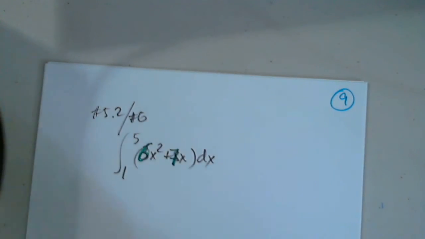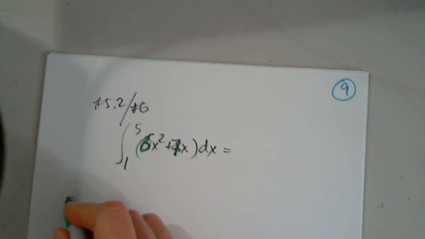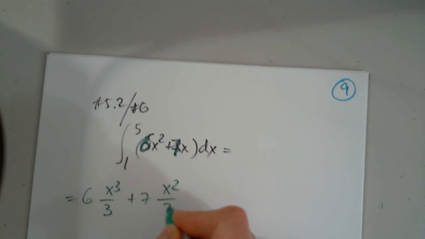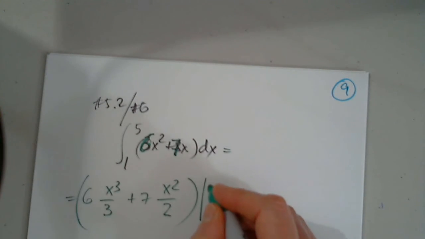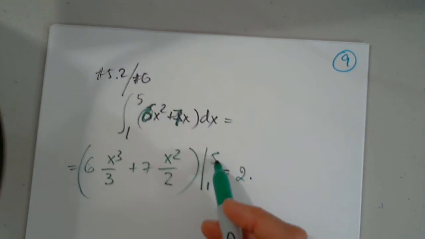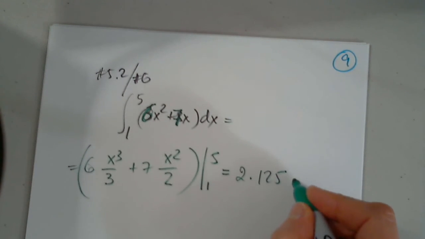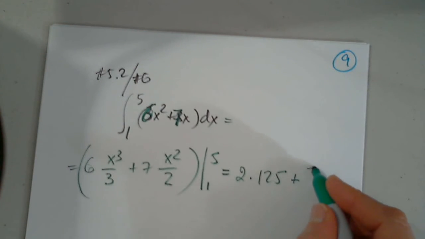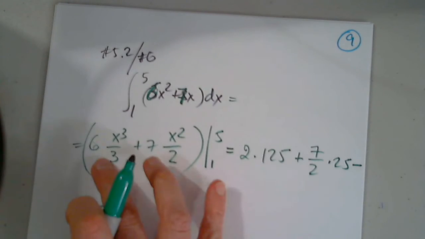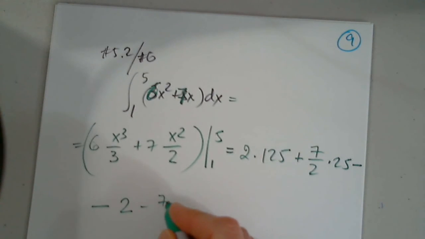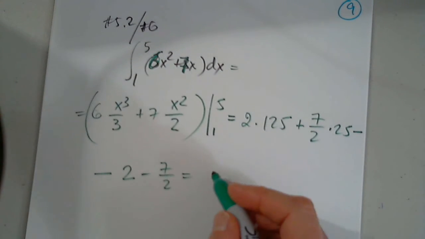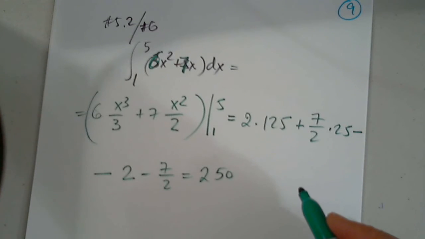Good. Changed. So then we have to write 6x to the third over 3 plus 7x squared over 2, from 1 to 5. We plug in 5, so I simplify, so this is 2 times 5 to the third, which is 125, plus 7 halves times 25, and now minus, when I plug in 1, I get minus 2 and minus 7 halves. So this is 250.